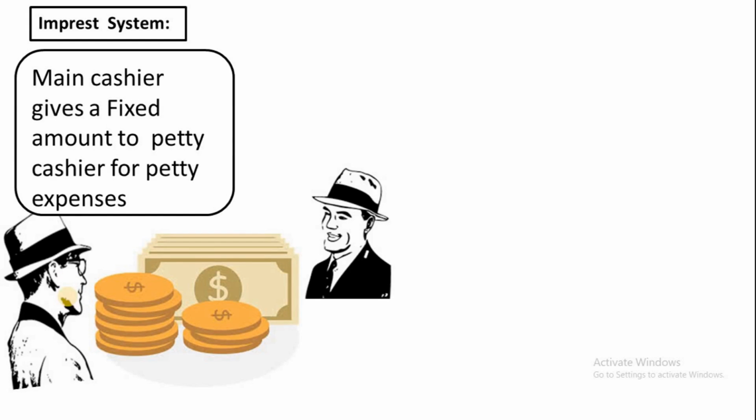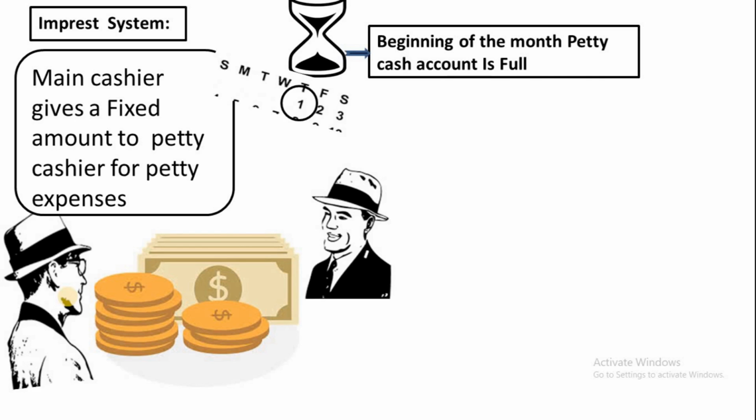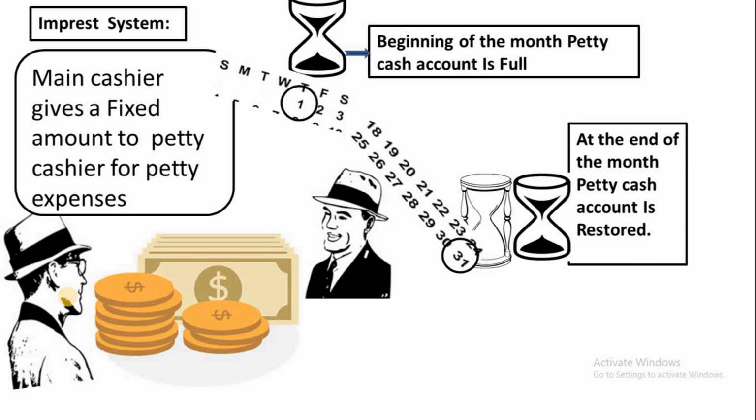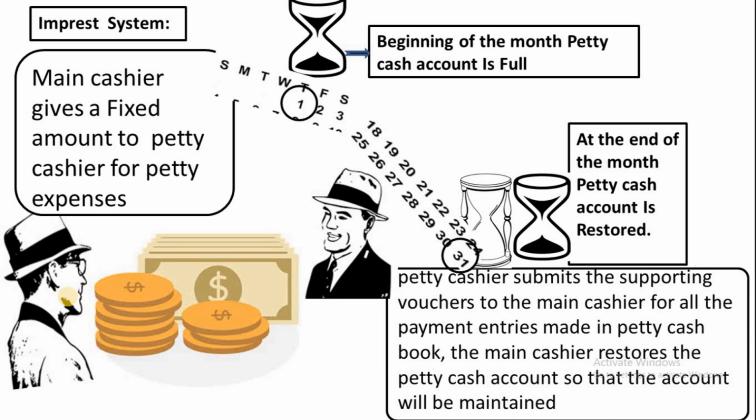In Imprest system of petty cash book, a fixed amount, which is also called float amount or Imprest amount, will be given to petty cashier at the beginning of the month or week or fortnight once, depending upon the petty cash expenses. Once the given period ends, for instance, the main cashier has given some amount to petty cashier for 1 month. At the month end, the amount spent will be restored or reimbursed back to the petty cash account so that the fixed amount is maintained.